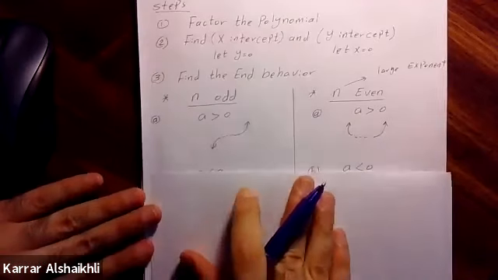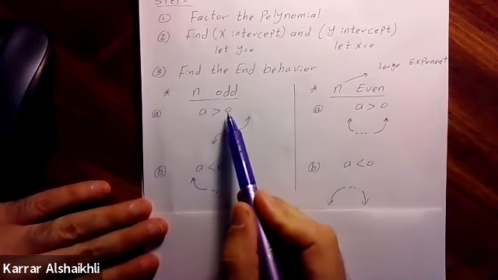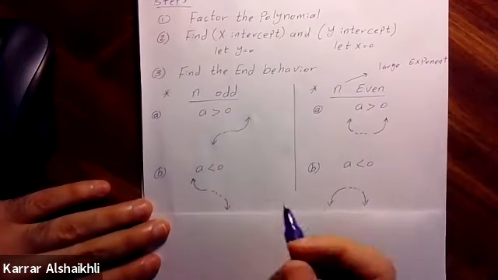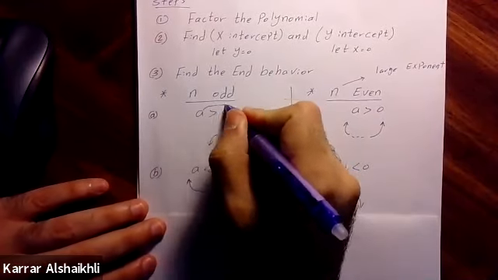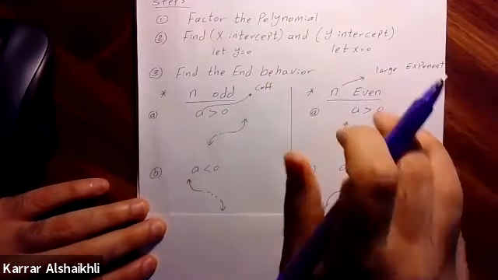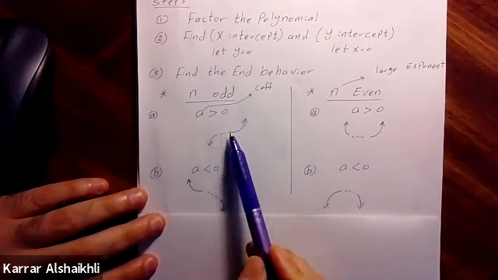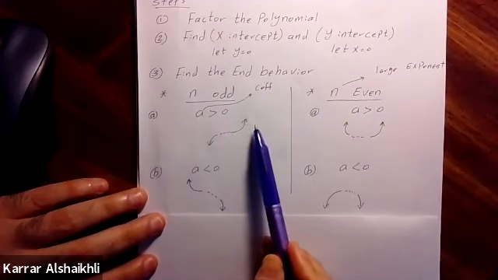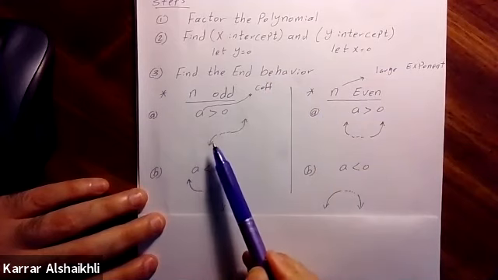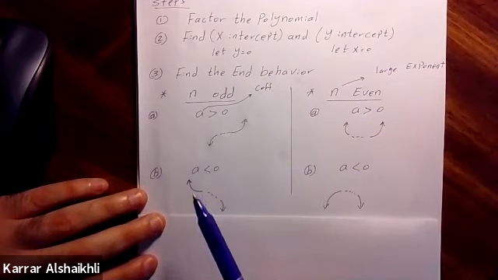The first option with the end behavior: if a is greater than 0, what's the meaning of the a? A is the coefficient with the large exponent. We will see that in an example. If a is greater than 0, the end behavior of my graph, the right side is going to be up, the left side is going to be down. If a is less than 0, that means a negative number, the left side is going to be up, and the right side is going to be down. We will see that in an example.